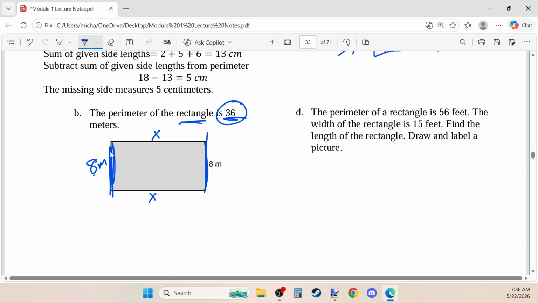I also know that going on this side and this side is half the perimeter, so I could divide this 36 in half and then subtract 8. Whichever way we do it, it'll be the same. But if the whole perimeter is 36, then just going around one short side and one long side is half that.